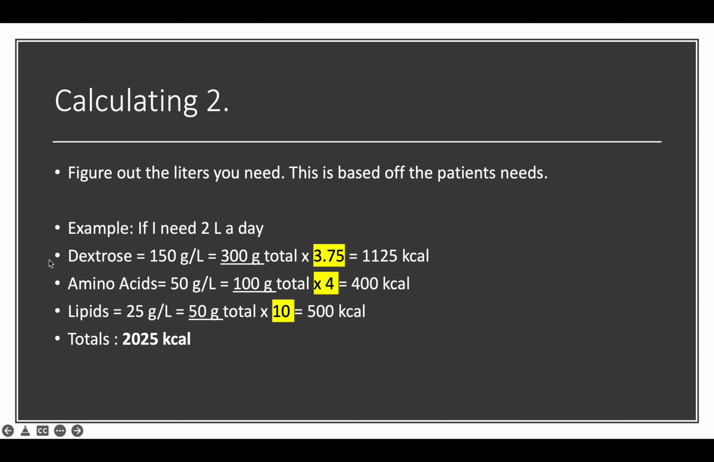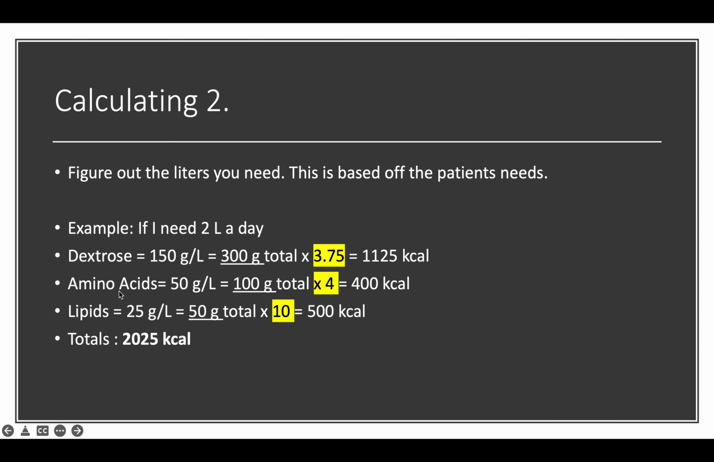For dextrose, because we know we have 150 grams to 200 grams per liter in this solution, I'm just going to stick with the basic 150 to make it easy. So I get 150 grams per liter, and I need 2 liters. So 150 times 2 equals 300 grams total of dextrose. Again, I just took my 150 and multiplied it by how many liters I need, and that gives me how many grams of dextrose I'm going to have in this solution.